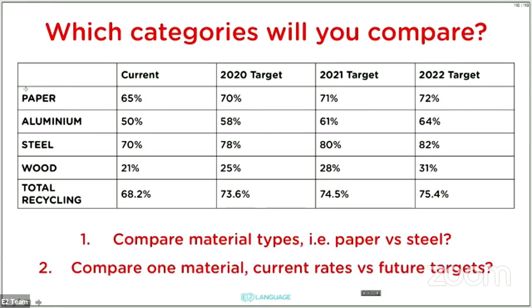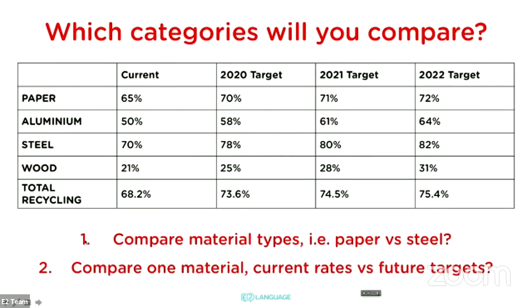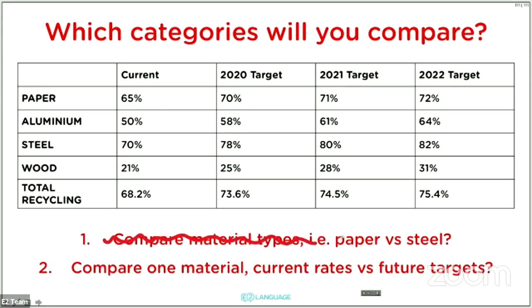I can compare paper versus steel and say, well, paper is 65%, steel is 70%, and this is projected to go up by 8%. This is going to be 71, this is going to be 80%. That's not a good idea. That's going to be complicated. I'm not going to do that.